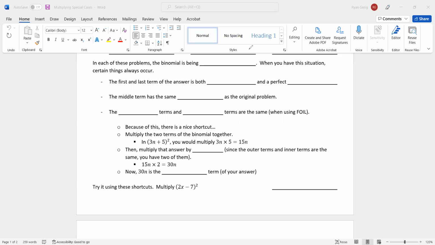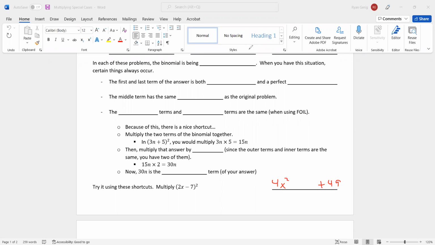So without doing FOIL, I recognize that this is a special case. I got the squared there. What I need to do is with 2x, I need to square that. 2x squared is 4x squared. Then I also do negative 7 times negative 7. That's positive 49. You got to remember, though, that there is a middle term.